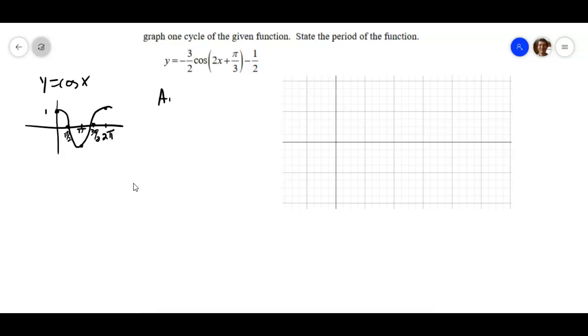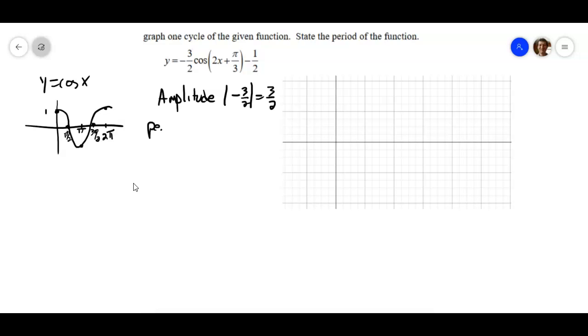First off, the amplitude is the absolute value of the coefficient. So in this case, it's 3 halves. That minus tells us that this graph is going to start not up at amplitude, but down at amplitude. That's what that minus is going to tell us. But the amplitude itself is 3 halves.